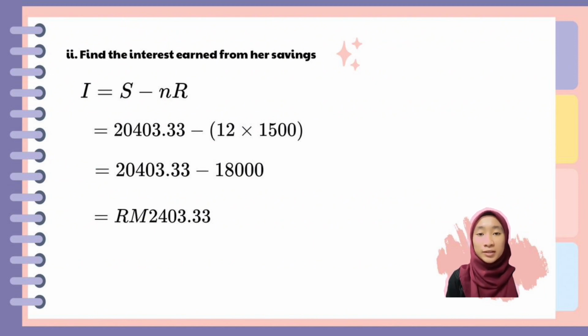For the second question, we need to find the interest earned from her savings. The formula to find the interest earned is S minus N multiplied by R. Since we already know the values of S, N, and R from the first question, let's insert the values and calculate. S is equal to RM20,403.33 minus N multiplied by R, which is 12 multiplied by RM1,500. By the multiplication of N and R, we get RM18,000. So, RM20,403.33 minus RM18,000 is equal to RM2,403.33 as the interest earned.